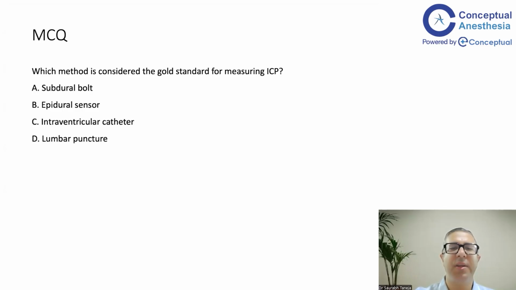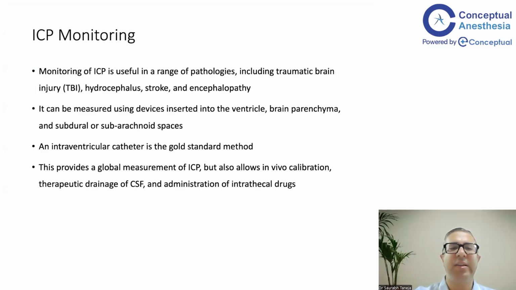Now, how do you measure the intracranial pressure? Which method is considered the gold standard for measuring ICP? This multiple choice question has come many times at many places. The correct answer is the intraventricular catheter. Monitoring of ICP is useful in a range of pathologies, including traumatic brain injury, hydrocephalus, stroke, and encephalopathy. It can be measured using devices inserted into a ventricle, the brain parenchyma, the subdural or the subarachnoid space.